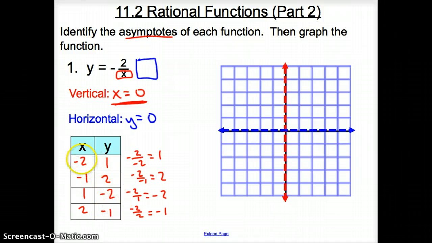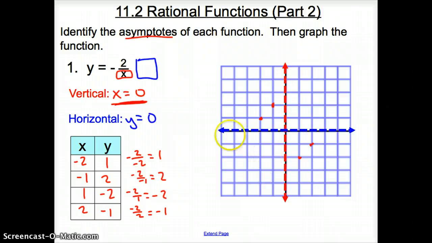Now let's go ahead and graph this. X is -2. From your origin, we go over -2 for your x, up 1 for your y. Again, from your origin, -1, up 2. Put your points. Then we have 1, -2, and 2, -1. We're always going from the origin whenever you plot coordinate points. Now we have 2 points on each side of the graph.